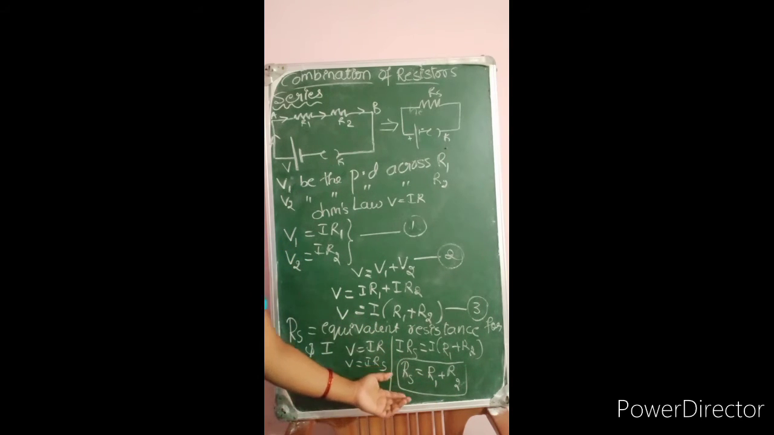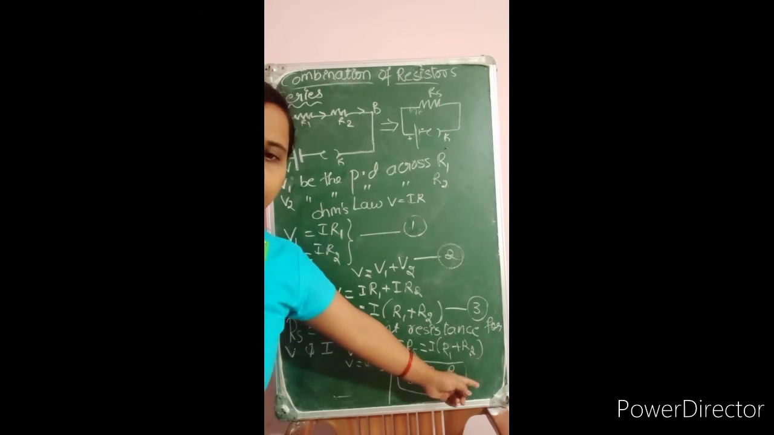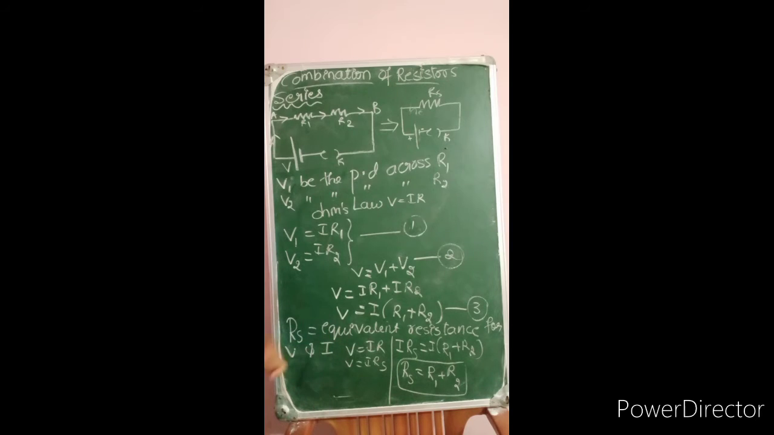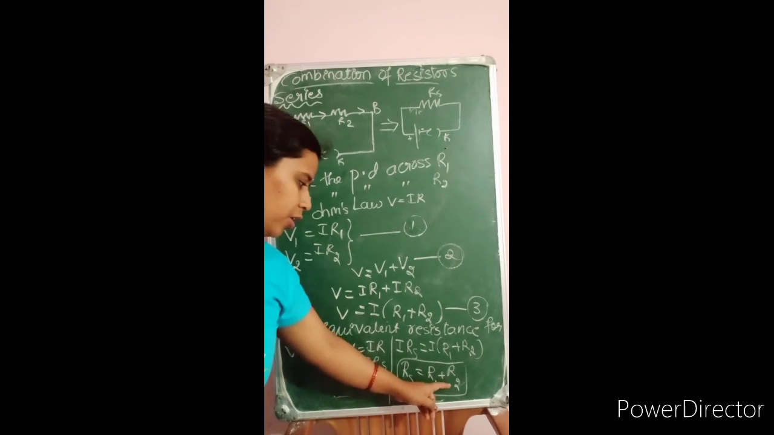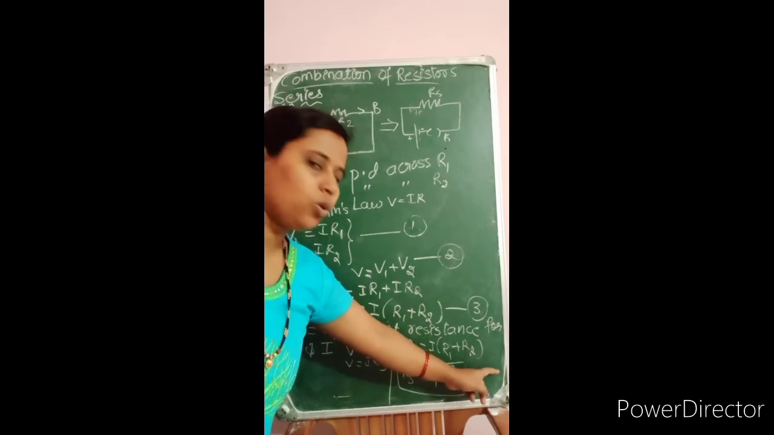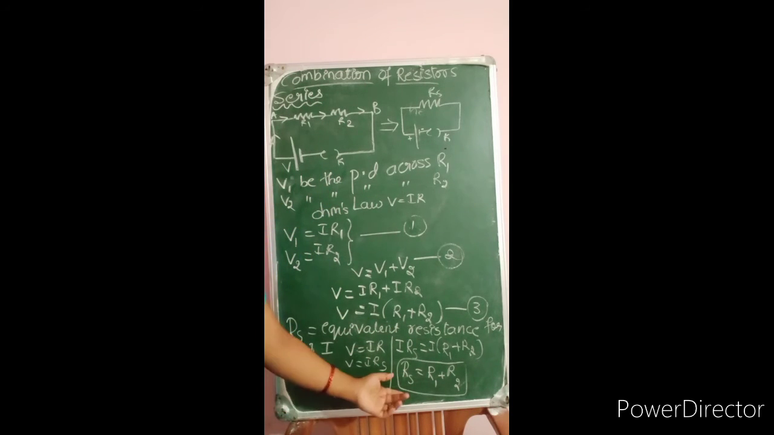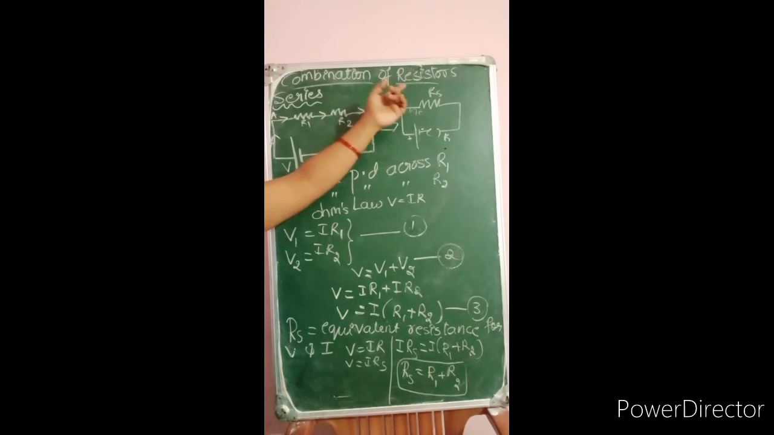If you are given 3 resistors, then RS is equal to R1 plus R2 plus R3. If you are given n number of resistors, then RS is equal to R1 plus R2 plus R3 and so on up to Rn. This is how the effective resistance for series combination of resistances is given.